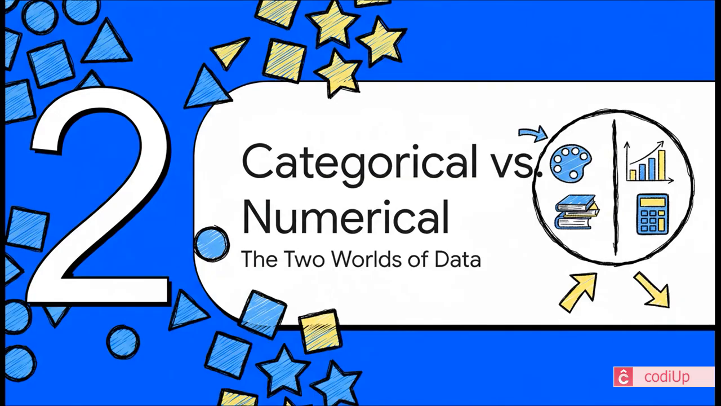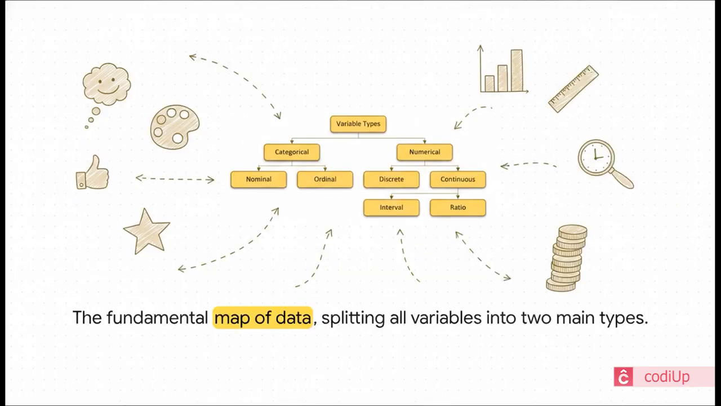So how do we even start speaking this new language? Well, the good news is that all data, no matter how complicated it seems, can be sorted into just two main families. Getting this first distinction right is, by far, the most important step. And check this out. This chart is basically our roadmap for the rest of this explainer. See how everything branches out from one big split? It all comes down to this. Is your data describing a quality, or is it measuring a quantity? Let's follow these two paths and see where they take us.